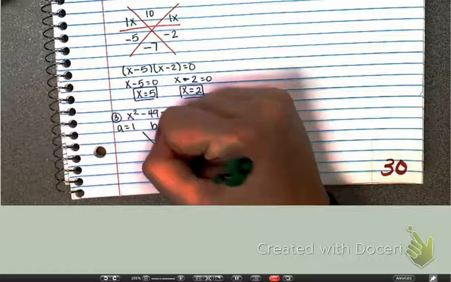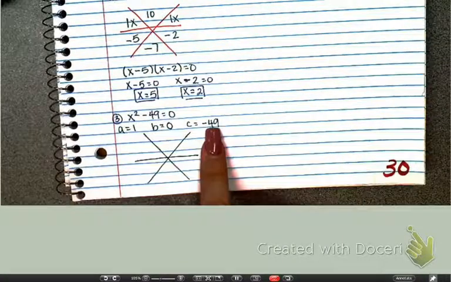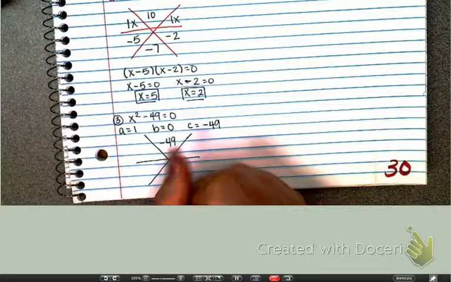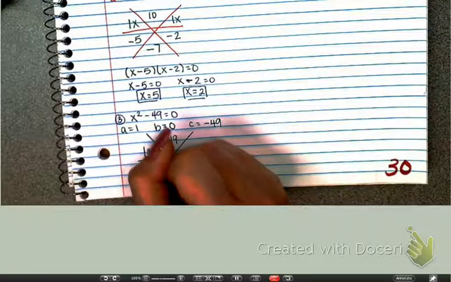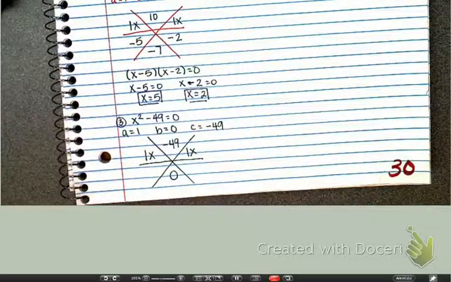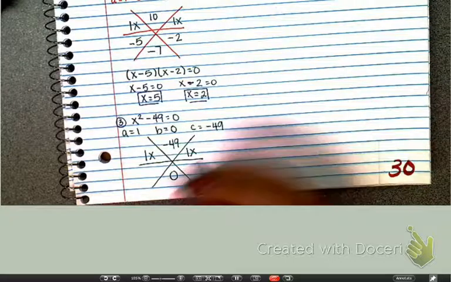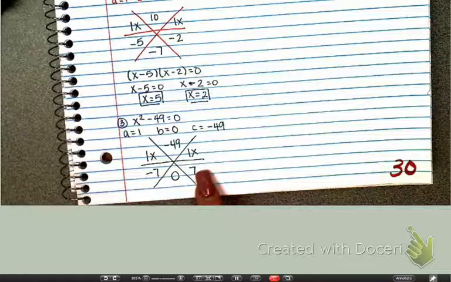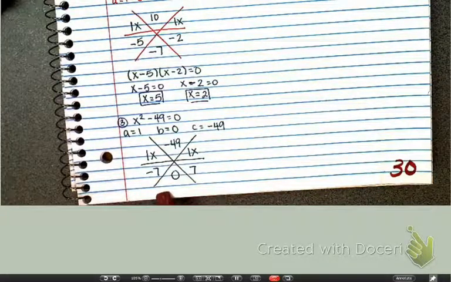Okay, so let's plug that stuff in. 1 times -49 is -49, and that goes on top. B, which is 0, goes on the bottom. And then I have a 1x and a 1x. So I'm looking for two numbers that multiply to -49 and add to 0. -7 and +7. -7 times 7 is -49. -7 plus 7 is 0.